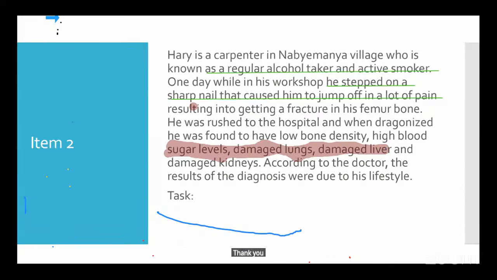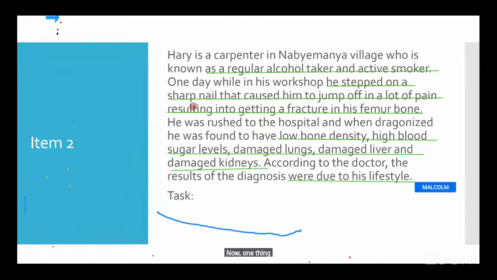Thank you. You're welcome. All right, because of time, you will allow me to move on here. So we are having low bone density, high blood sugar levels, damaged lungs, damaged liver, and damaged kidneys. Now, one thing you need to know is that in this case, we are testing effects.